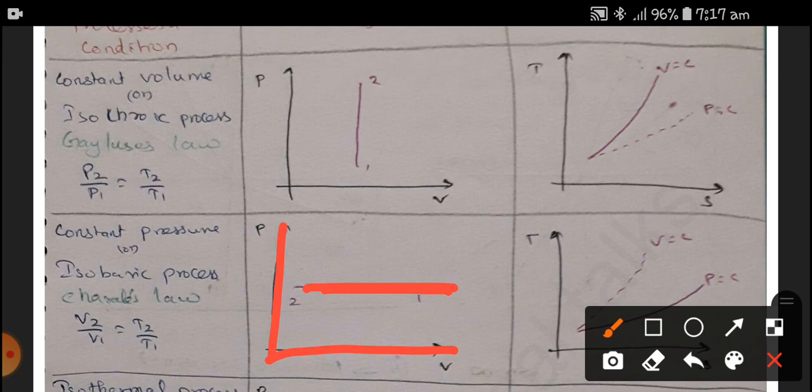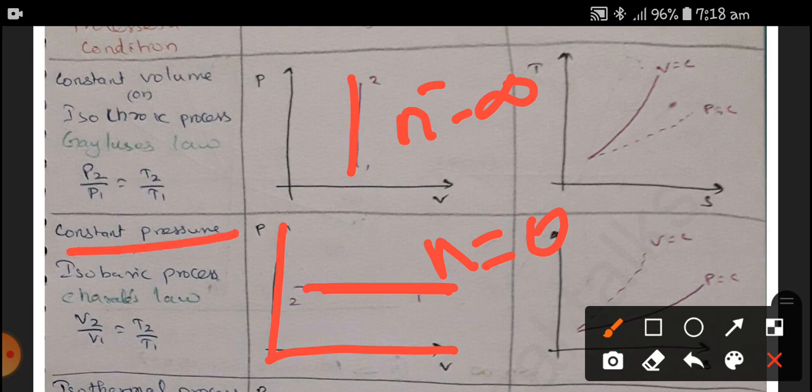For the vertical line in the PV diagram, n is equal to infinity, and for the horizontal line n is equal to 0.